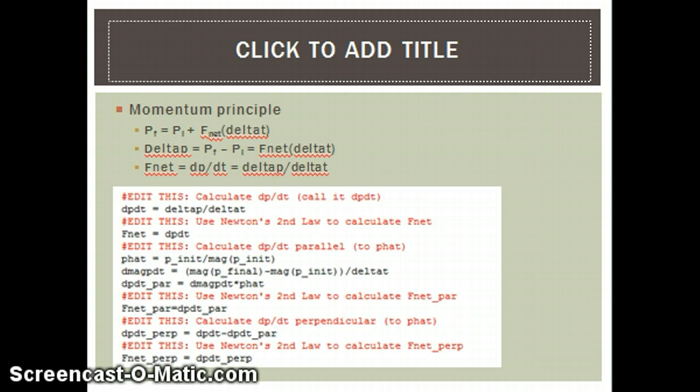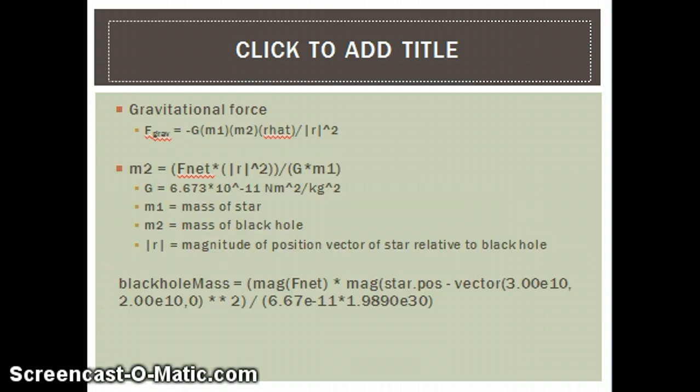Eliminating, you find that F net equals dp/dt equals delta p over delta t. The lines below this show VPython using these equations translated into Python form.